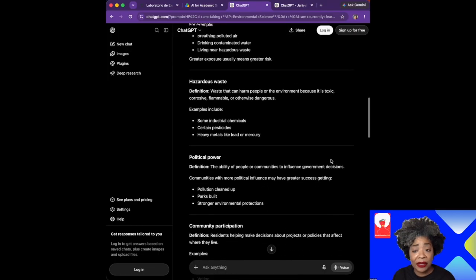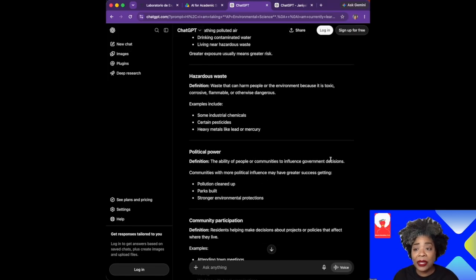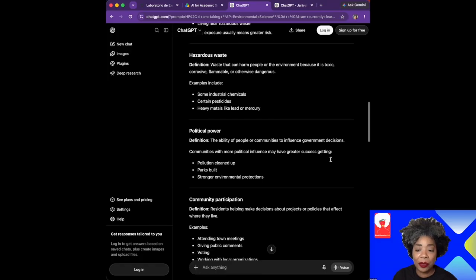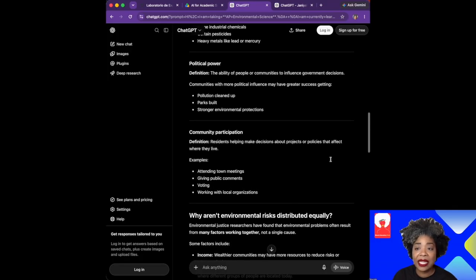Hazardous waste definition: waste that can harm people or the environment because it is toxic, corrosive, flammable, or otherwise dangerous. Examples include some industrial chemicals, certain pesticides, or heavy metals like lead or mercury. Political power. Definition: the ability of people or communities to influence government decisions.